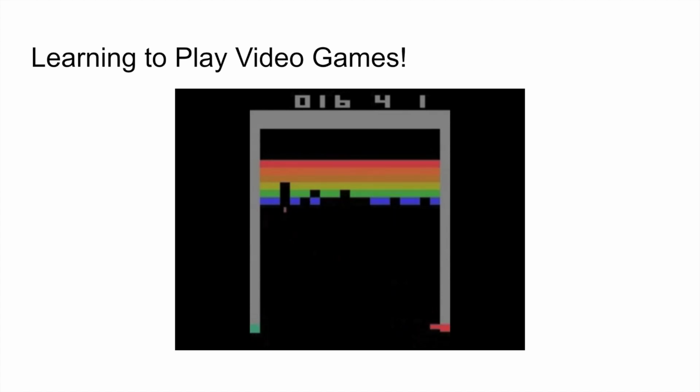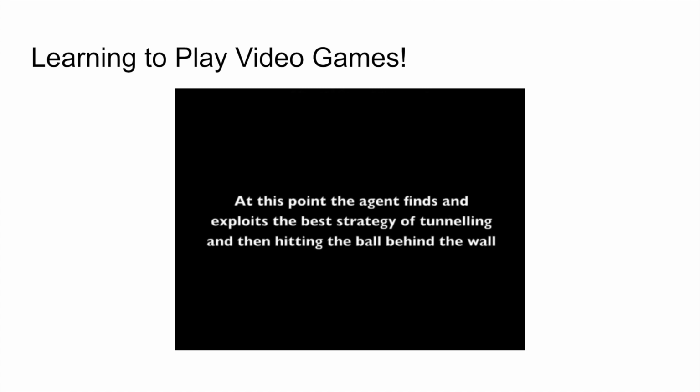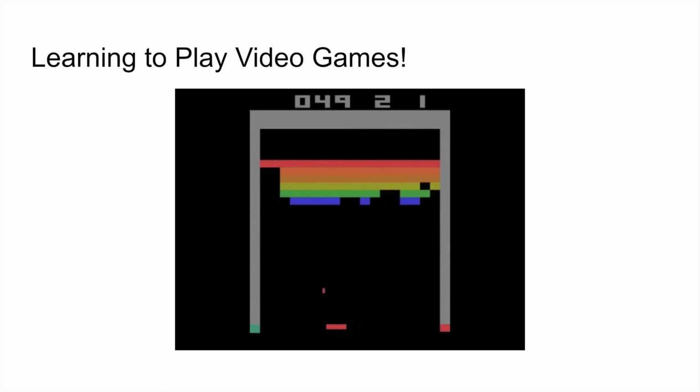But the most interesting bit of this video is this, at 600 training episodes, where the agent finds an optimal policy of digging a tunnel at one side of the game. So here it's digging it on the left side, and then pushing the ball on one side of the bricks, so that it keeps bouncing between the top wall and the bricks.